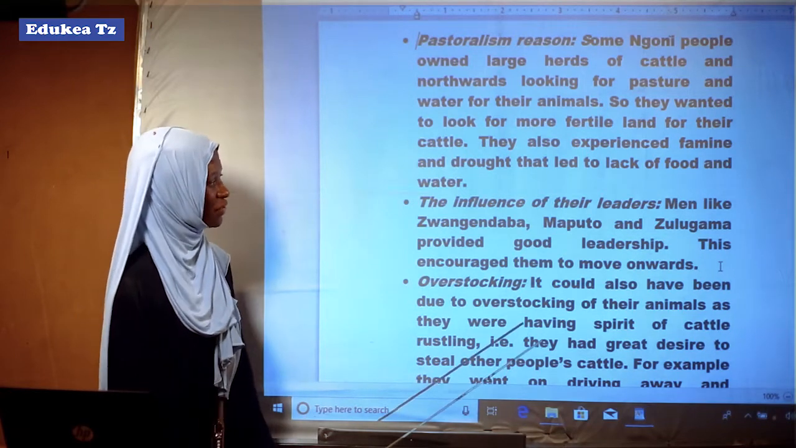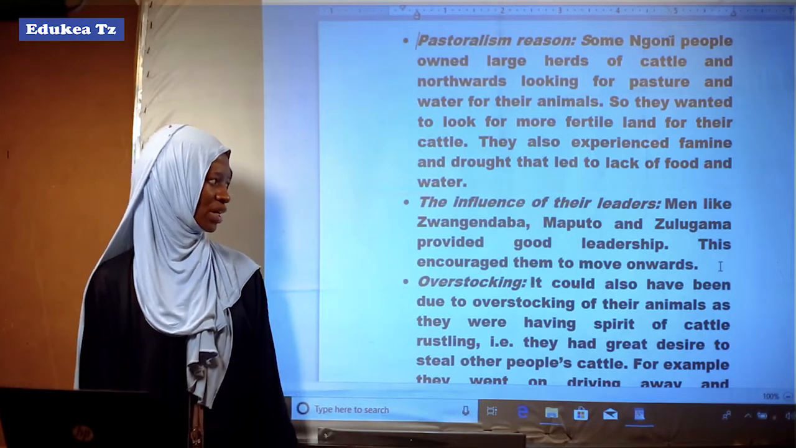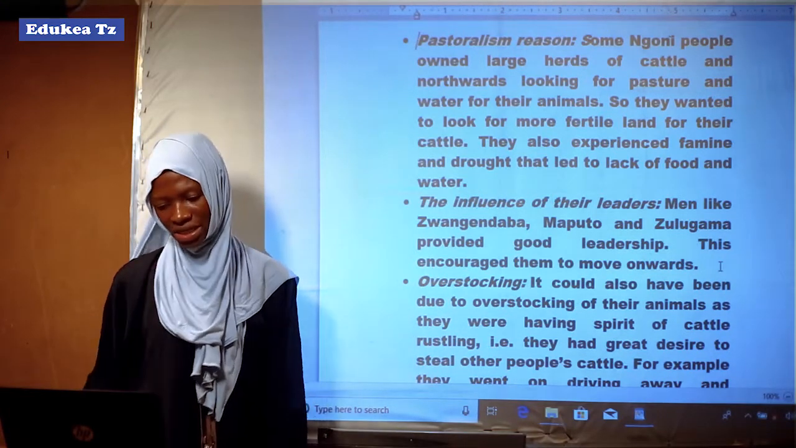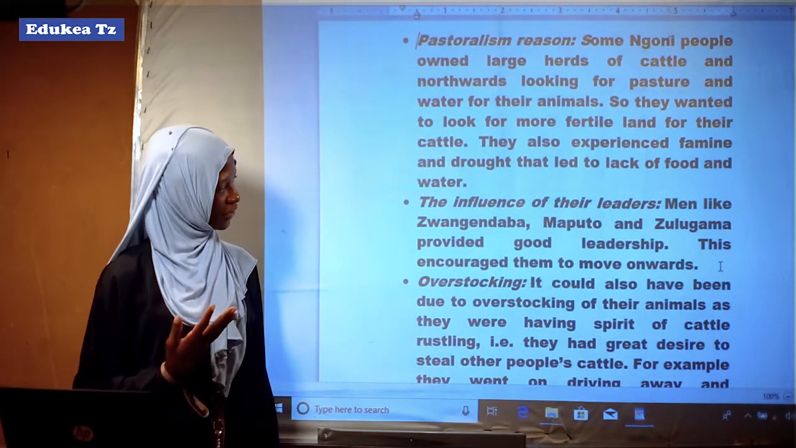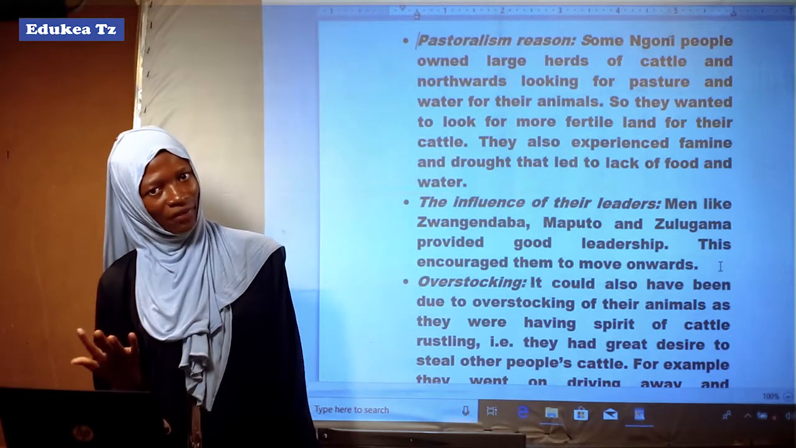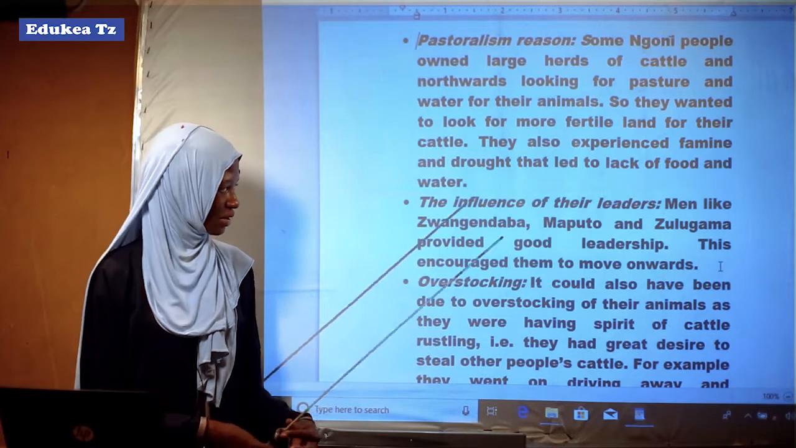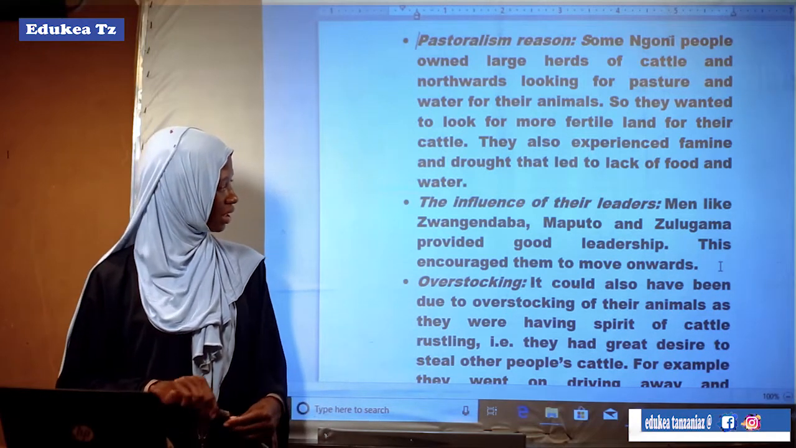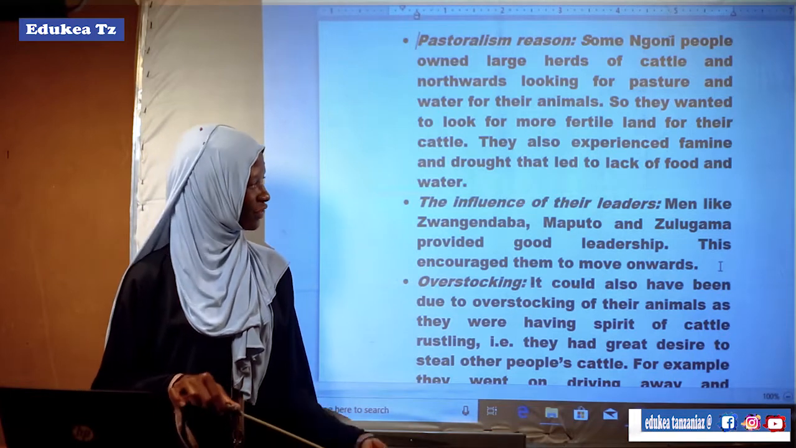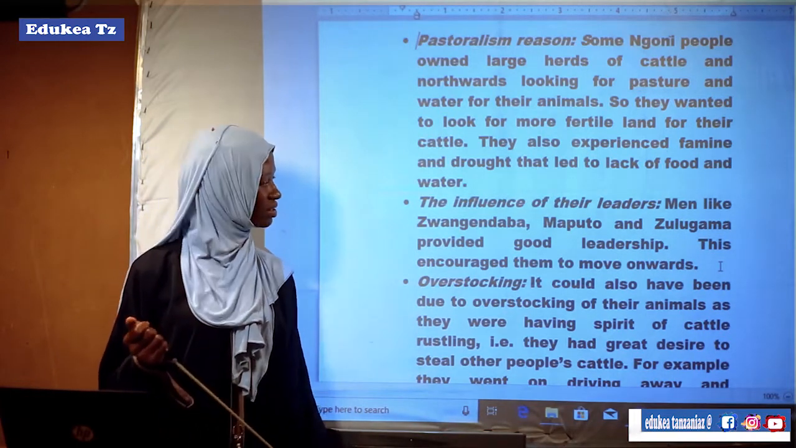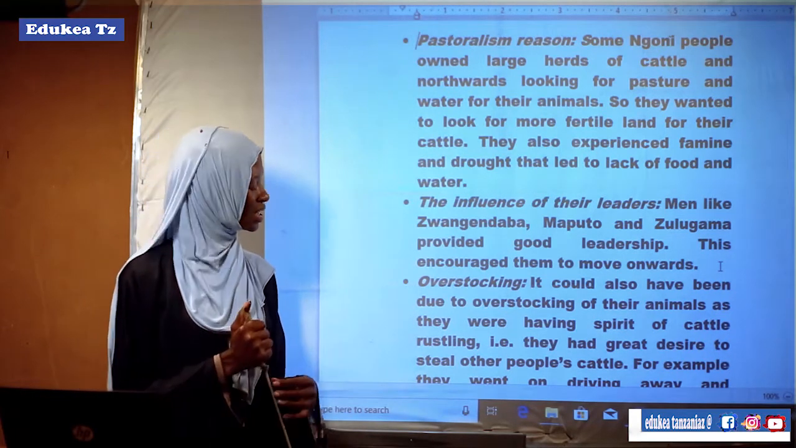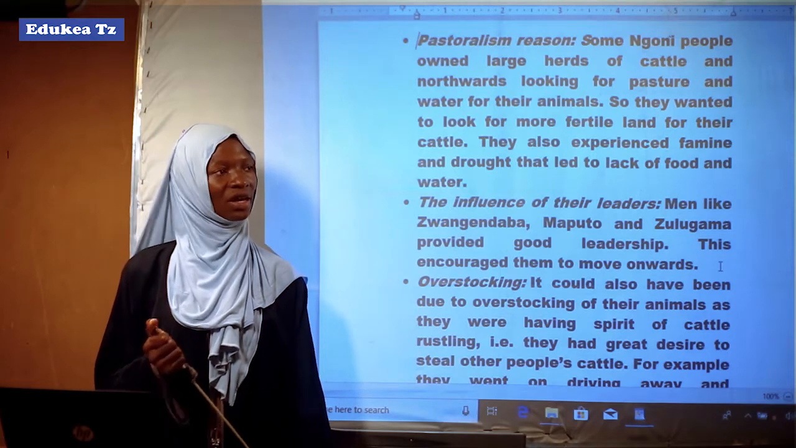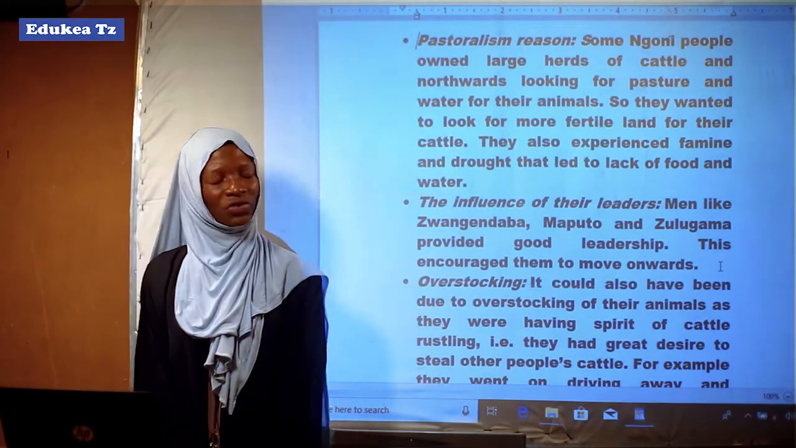The next is the influence of their leaders. Men like Zwangendaba, Maputo, and Zulugema provided good leadership. This encouraged them to move onwards. One of the groups which moved to the interior part of Africa was under good leadership. A good example was Zwangendaba. Zwangendaba was a good and very faithful leader. That's why his people trusted him, and they decided to move and leave the cruel and bad leadership of Shaka.